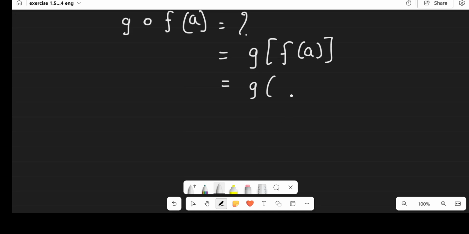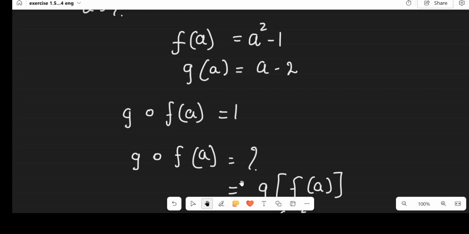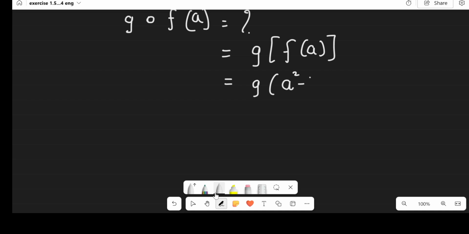a square minus 2. I'm applying a square minus, a square minus 1, right? A square minus 1. That is given in the question. Okay. We have just substituted the variable a in place of x. Not the value, just the variable. We changed the variable x into a. That's it.